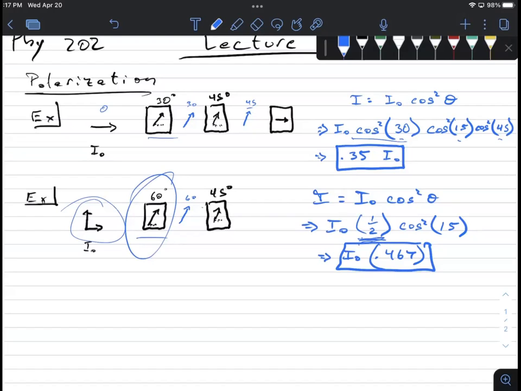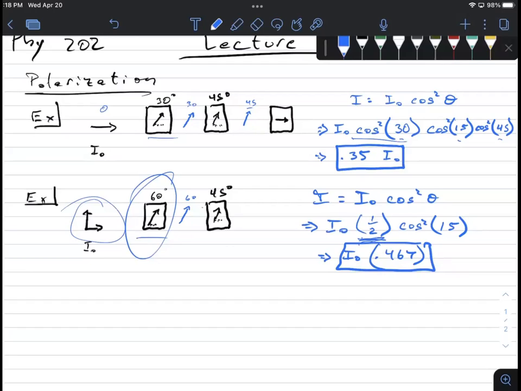But once you've done that, the rest of the problem is just like every other one. Because now you are polarized. Now you're at 60 because you went through a 60 degree filter. And now you're trying to get through a 45 degree filter. So now we have to do the same thing as before. This next filter needs a cosine squared. His angle is the difference. So it's 60 minus 45 is 15.